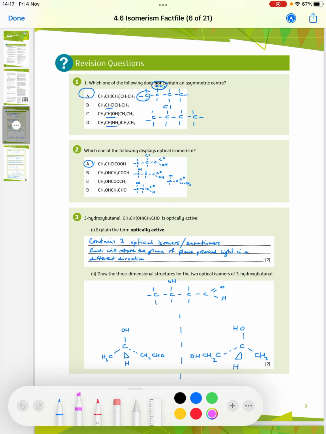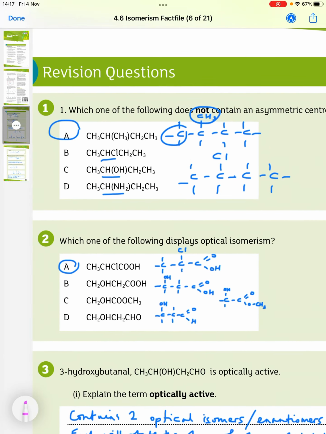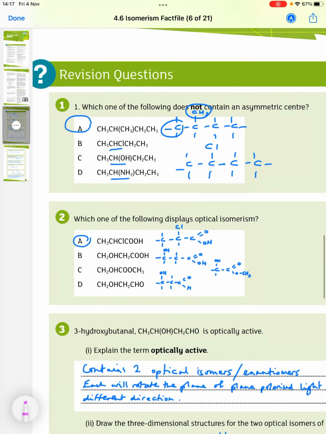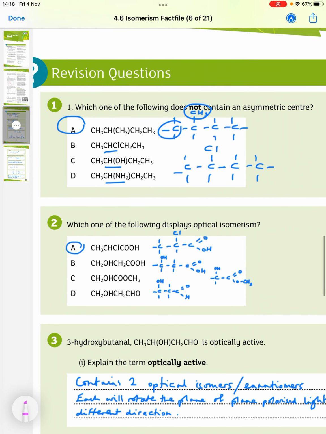This is the fact file 4.6 Isomerism for the CCEA A-Level Chemistry course, and these are the answers to the fact file questions. So question 1, which one of the following does not contain an asymmetric centre?